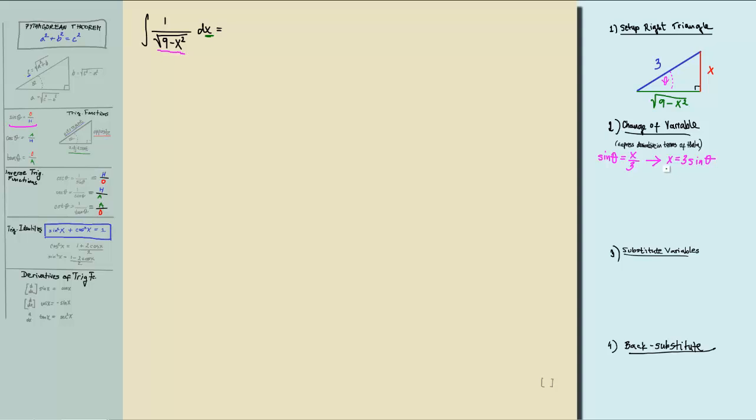Well, now we need the dx. So we need to take the derivative of both sides. So our dx d theta will be the derivative of 3 sine theta.